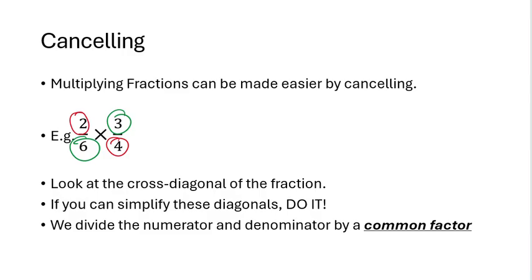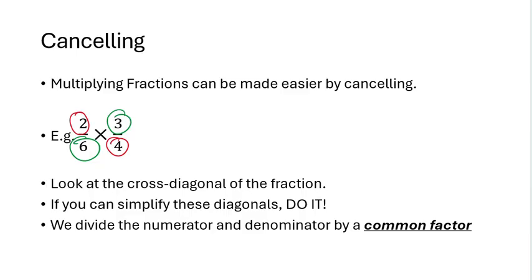Now, cancelling is super important. It makes your life 10 times easier. So what you're going to do is look at the cross diagonals of the fractions. As you can see, I've circled the diagonals for you. So you've got the red circles and then you've got the green circles, okay? Basically, if you can simplify them, just do it straight away. If you can't, then leave it as is.